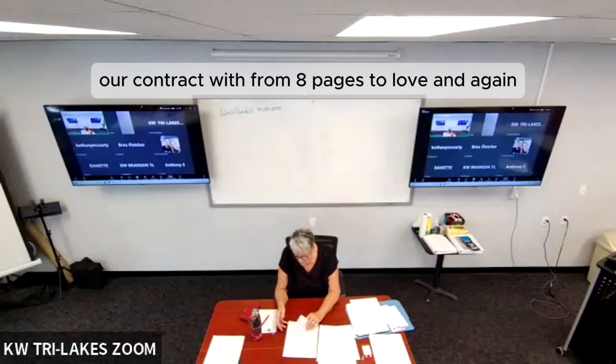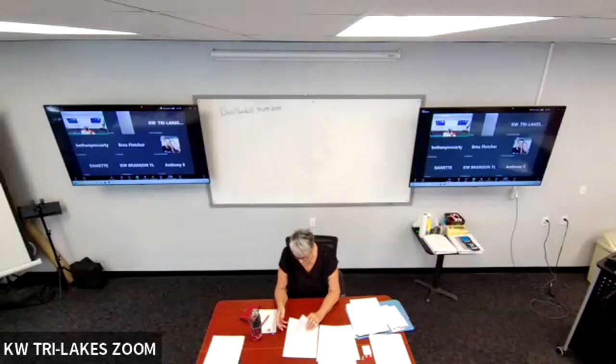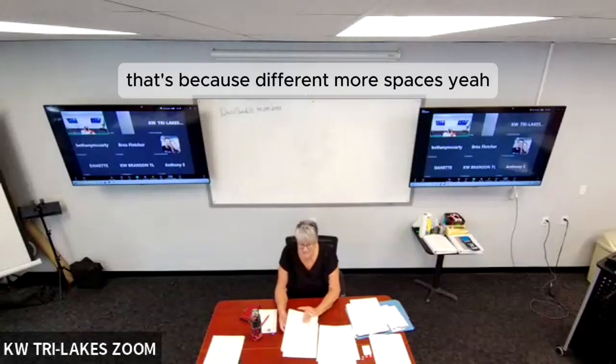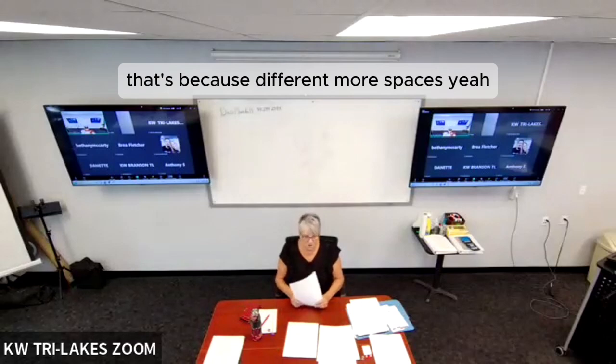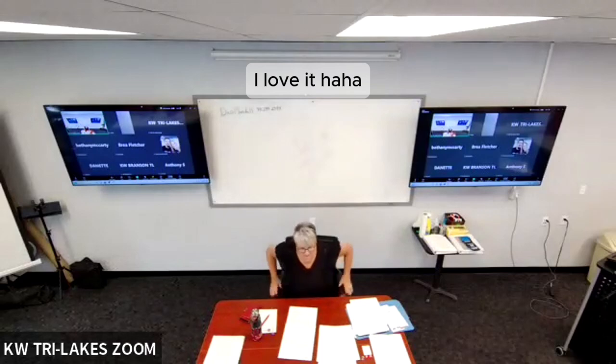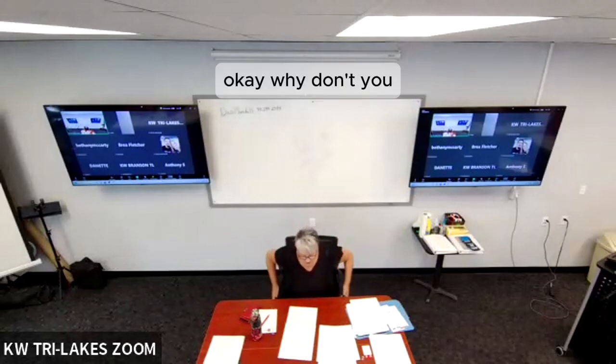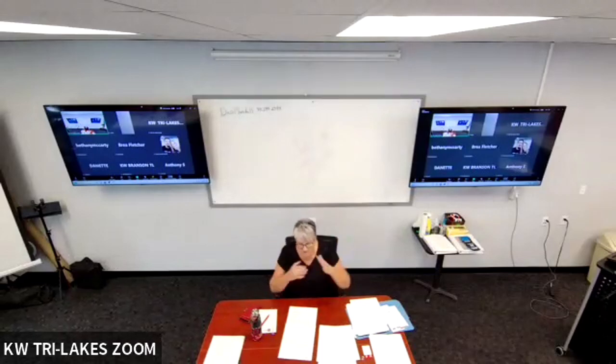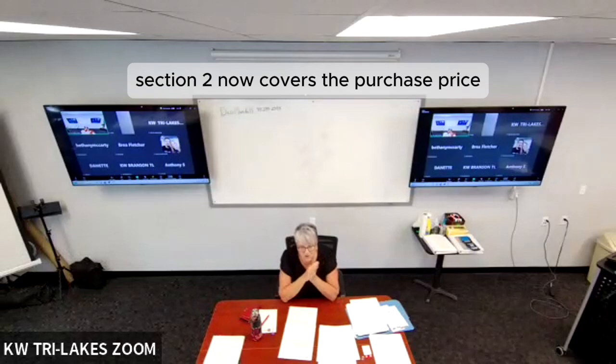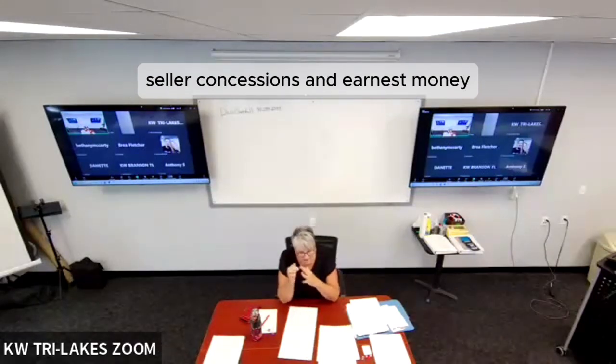Our contract went from 8 pages to 11. And again, that's because of more spaces for fingerprints. Yay! I like it. Okay. Line 2, buyer legal names, how they're going to take title to the property. Line 6, property address. Section 2 now covers the purchase price, seller concessions, and earnest money.